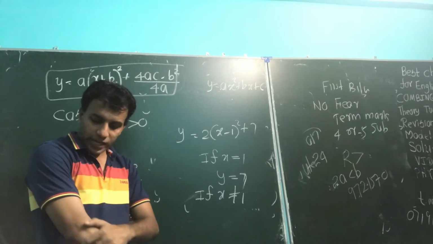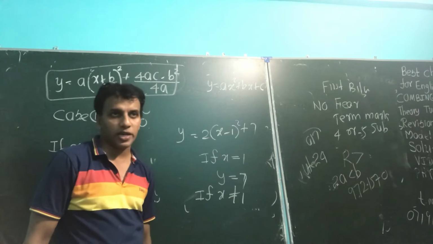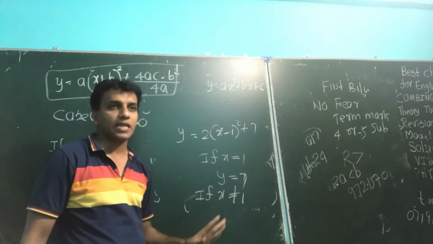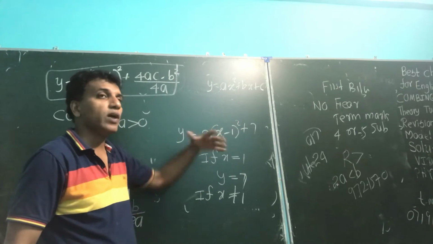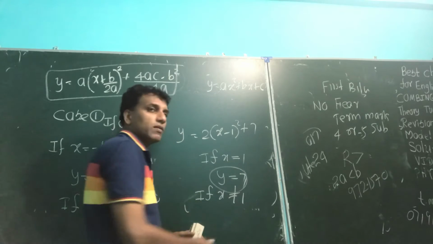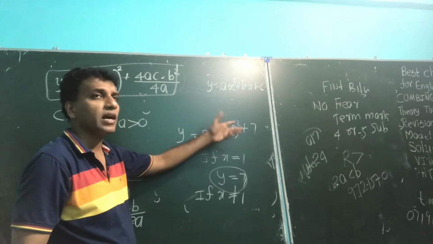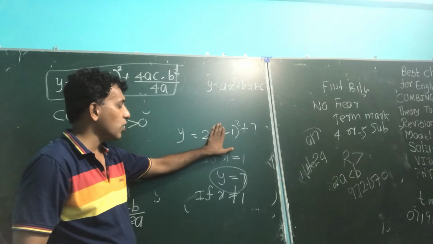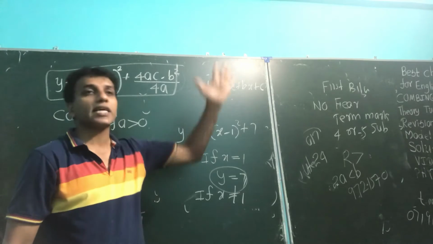Therefore, my dear students, check properly. If x is 1, y is 7. If x is not 1, what is y? More than 7, like 25, 31, whatever. If x is 0, the answer is 9. If x is 4, the answer is 25. The answer always comes more than 7.